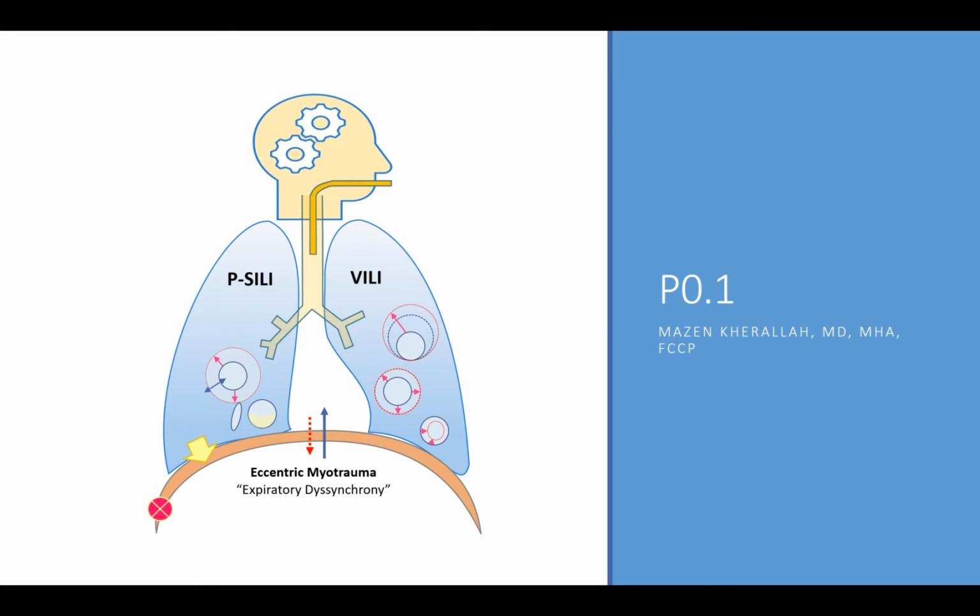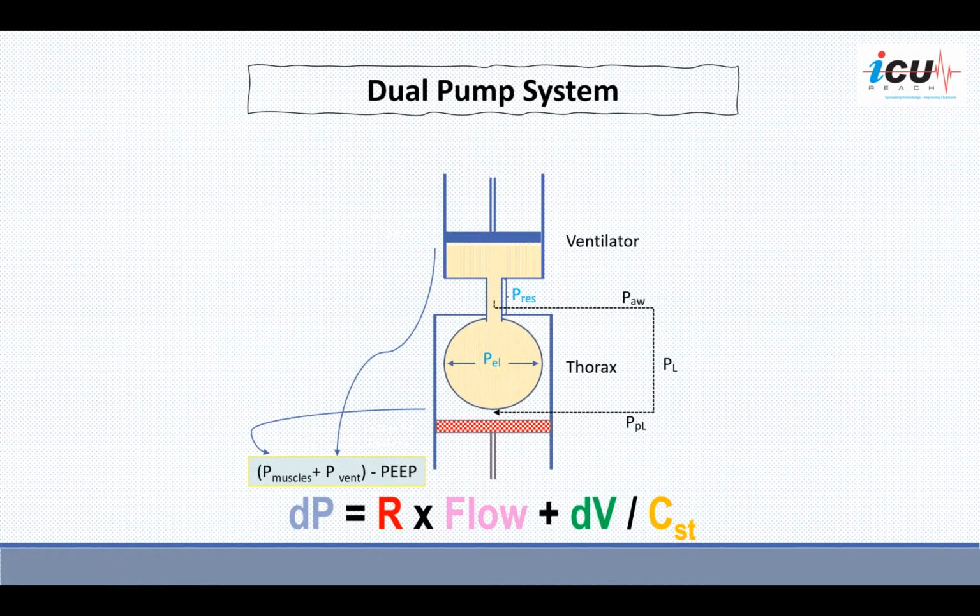Today we will be talking about the P0.1, which is the pressure generated in the first 100 milliseconds of inspiration. And you are all familiar with my famous slide that we have a dual pump system where we have the ventilator on one side giving the positive pressure and the patient on the other side generating negative pressure in the chest.